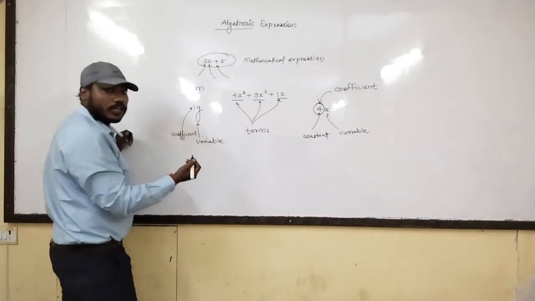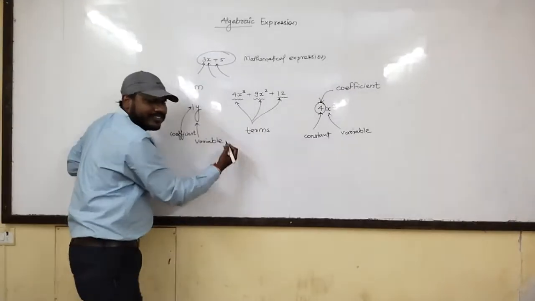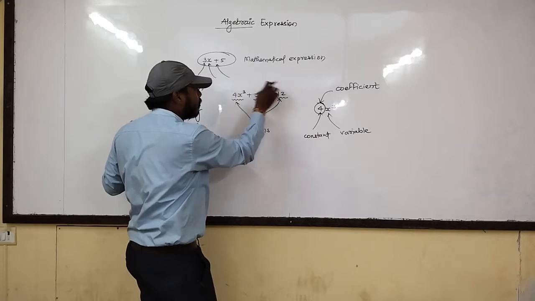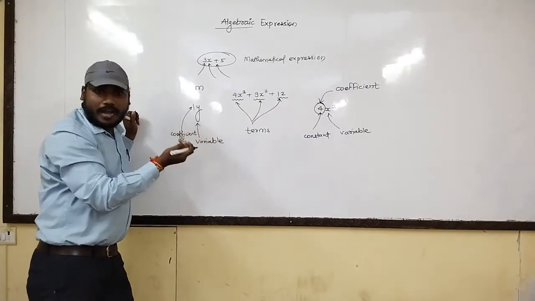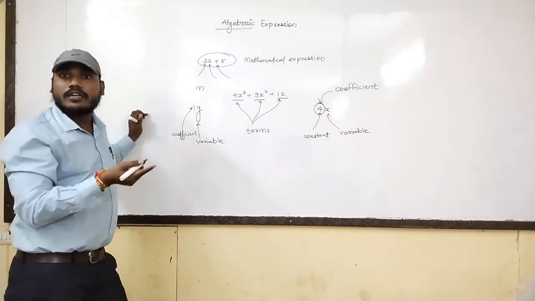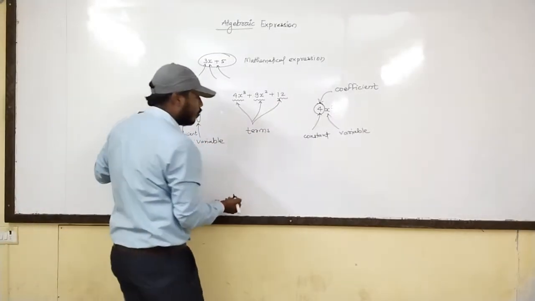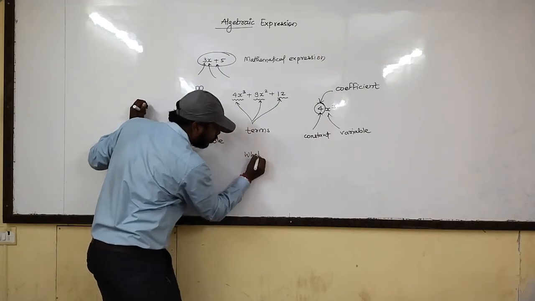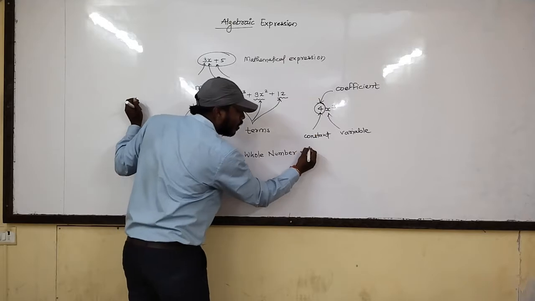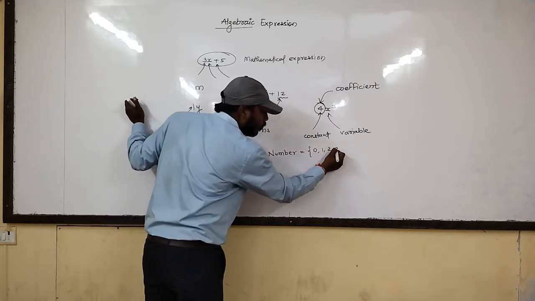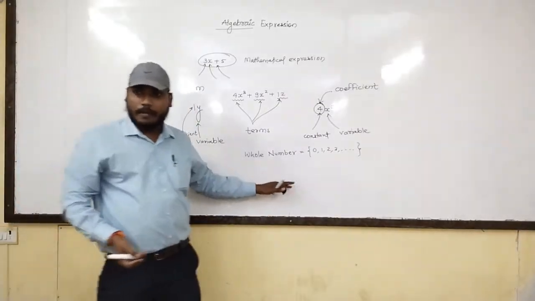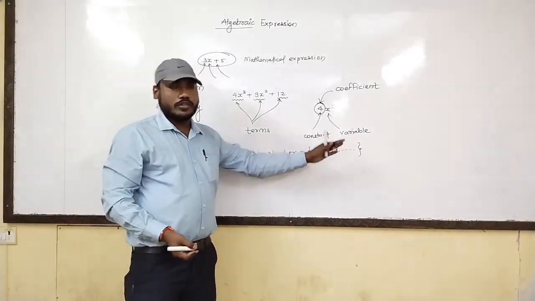After that, we have the degree. Try to understand the degree. With each variable we have some powers, right? Those powers are always a whole number. What is the meaning of a whole number? It means 0, 1, 2, 3 and so on. A positive number along with 0, right? 0, 1, 2, 3 and so on.